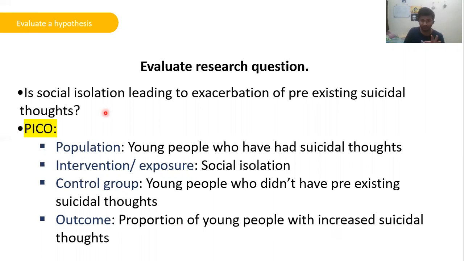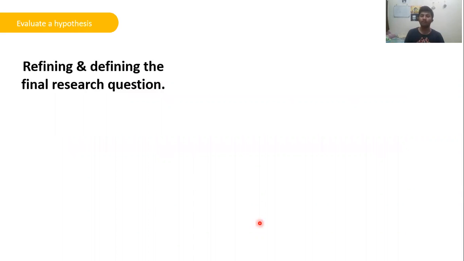So this is conveyed by social isolation leading to exacerbation of suicidal thoughts. So obviously, whatever result comes from this will tell about it. Once you have applied the PICO criteria, the last step is to refine it. Like we say, you have to apply the final touches. So this is what this step is.